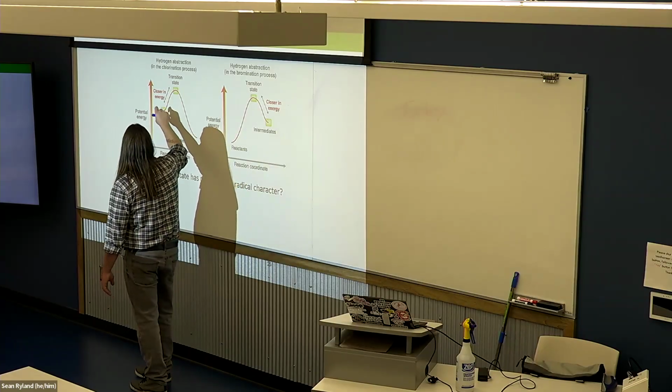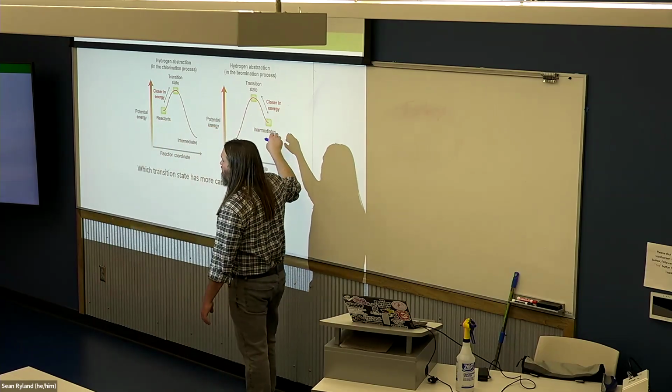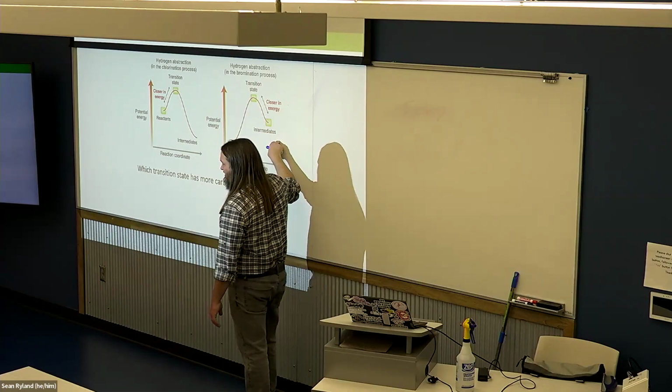So in other words, for chlorine, where the hydrogen is doesn't matter as much. For bromine, where the hydrogen is matters a great deal.